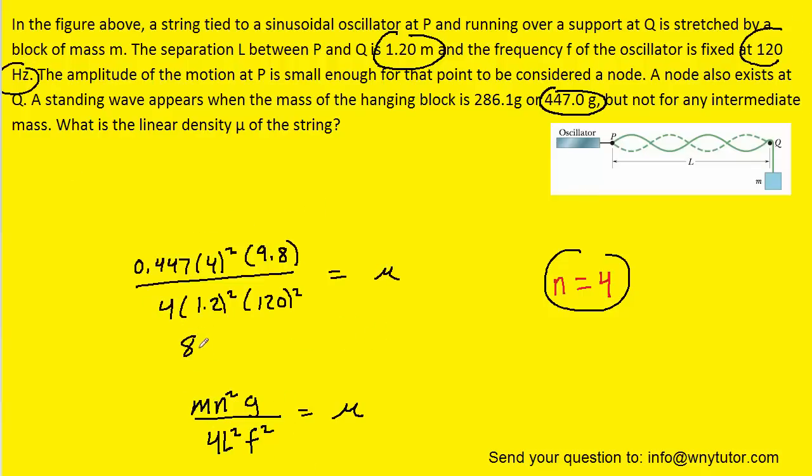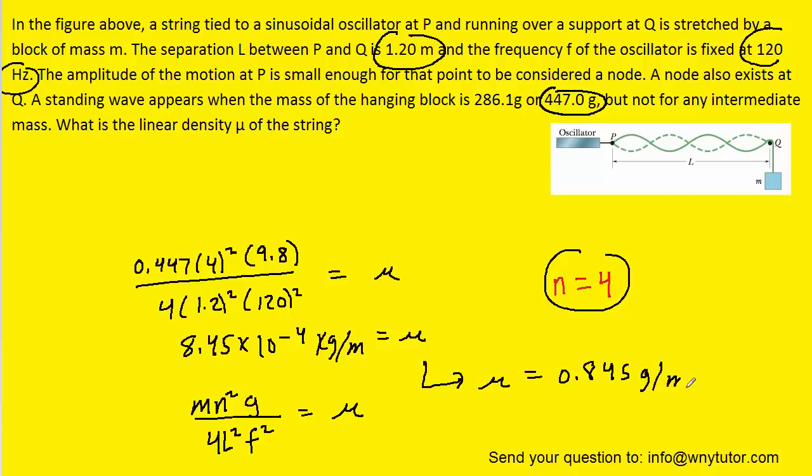And when you simplify that, you should get approximately 8.45 times 10 to the minus 4 kilograms per meter. If you wanted to convert that into grams per meter, you could just multiply this by 1,000. And that would give you a value of 0.845 grams per meter, which is indeed the correct answer.